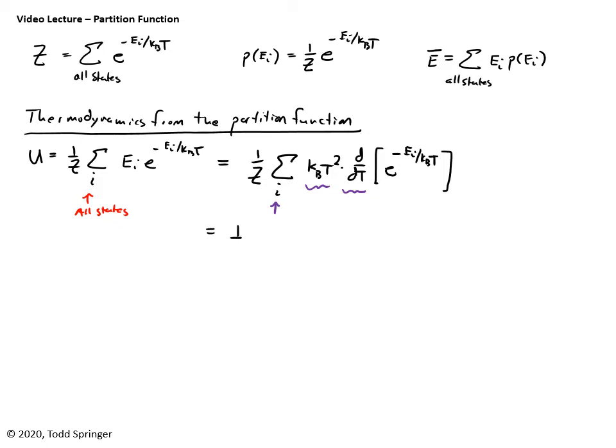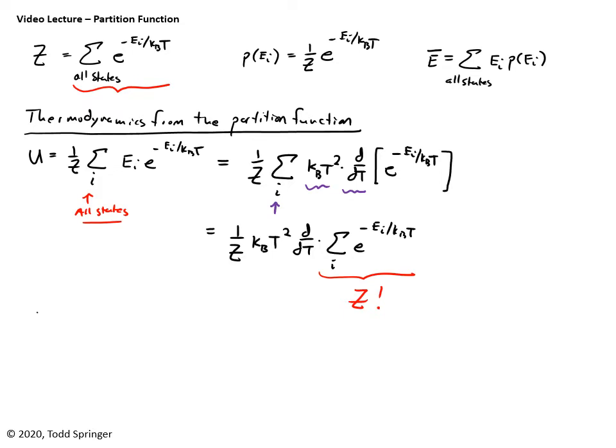I get 1 over Z, bringing outside kBT squared and the derivative, d by dT, sum over i, e to the minus Ei over kBT. And then what you notice, this sum again is over all states, is that this thing here is exactly the partition function. So this is Z.